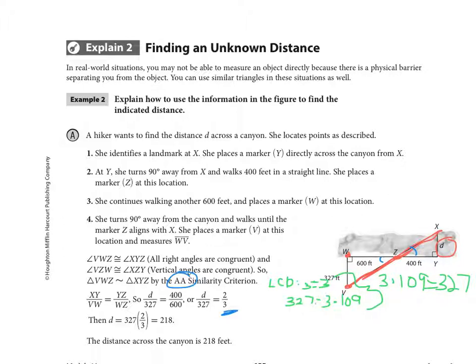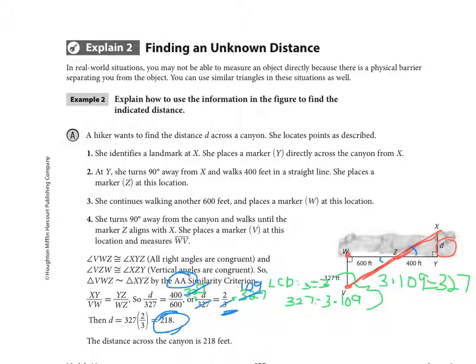When I multiply both sides by that LCD, we see that the 327s on the left completely are canceling out because all common factors are going to go away. And then this 3 is going to leave a factor of 109 left over in the numerator. And so we have that d equals 218 when all is said and done there.